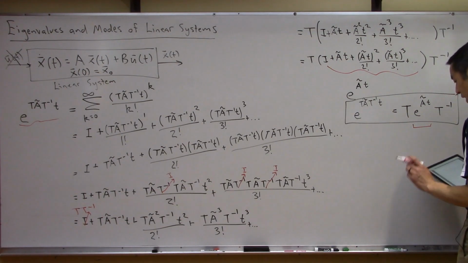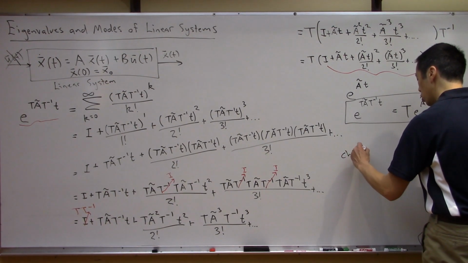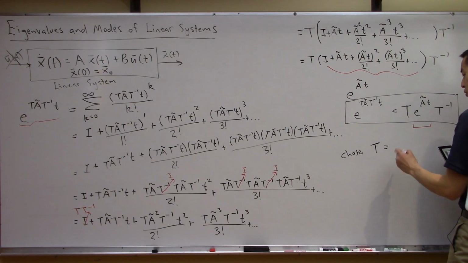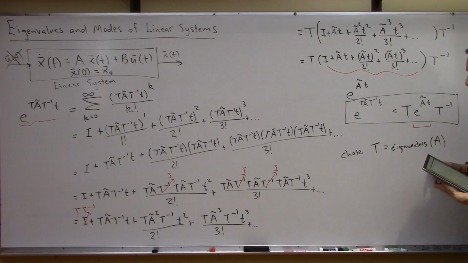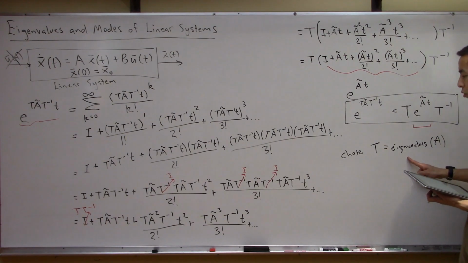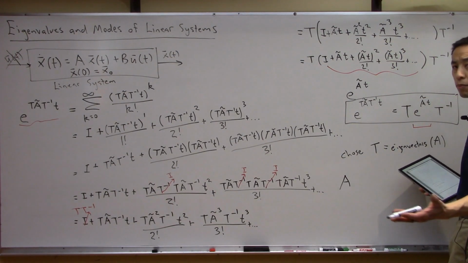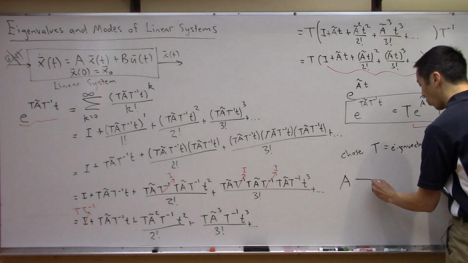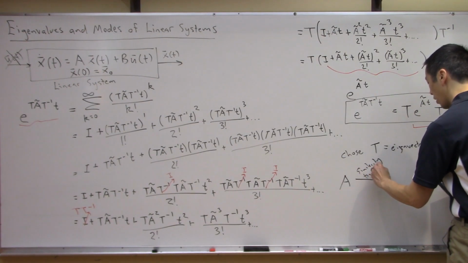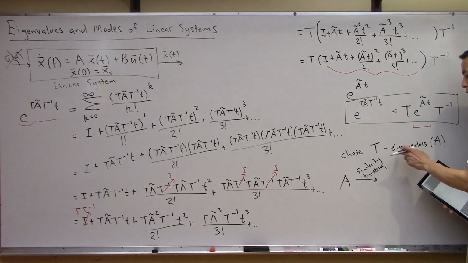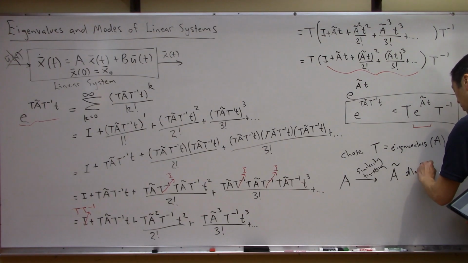Now, what makes this really interesting is what happens if you choose T, your transformation matrix for the similarity transformation, to be the eigenvectors of the original A matrix. You remember in our video on similarity transformation, we saw that if you start with a matrix, which could be fully populated, and you perform the similarity transformation using this very particular T, the eigenvectors of A, you end up with an A tilde which is diagonal.